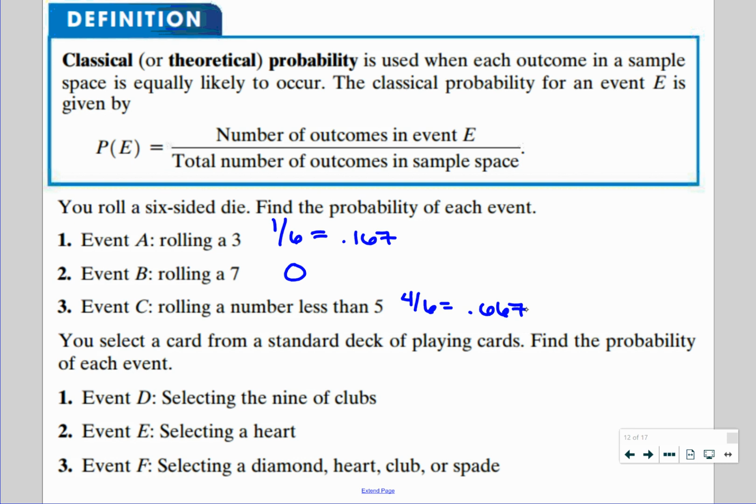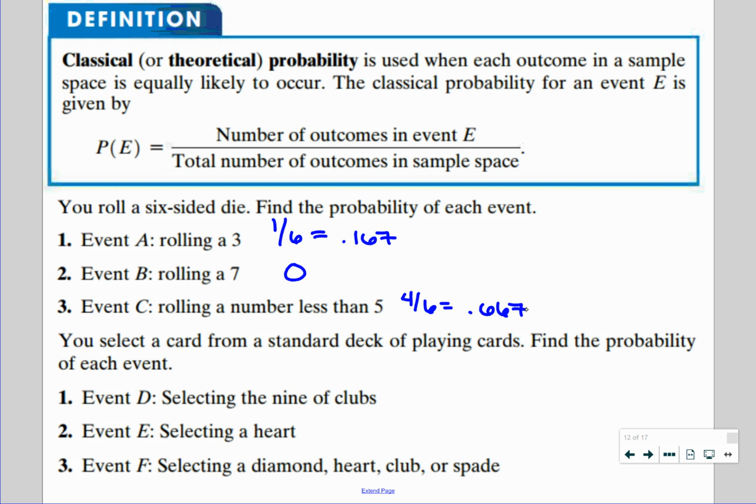For several problems in this chapter, you're going to need to know about your deck of cards. How many cards are in a deck of cards? 52. And unless it says jokers, we assume the jokers are taken out. How many suits, hearts and diamonds, are there? 4 suits, 13 of each.